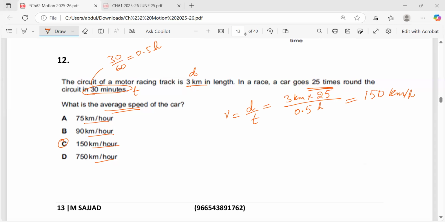Yes. The more you give the explanation also very good because it goes around 25 times. So 3 times 25 is 75. It's in minutes. So we divide it by 60. So 0.5 in hours. So 75 over 0.5, it is 150 kilometers per hour. Perfect. Lemar, good. Okay.